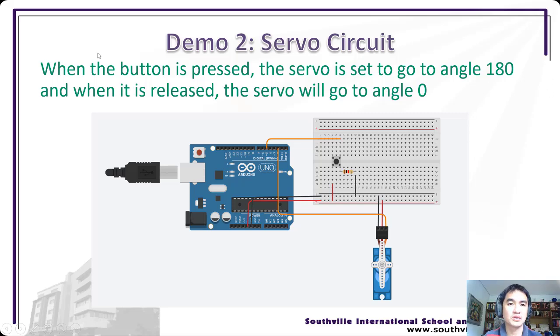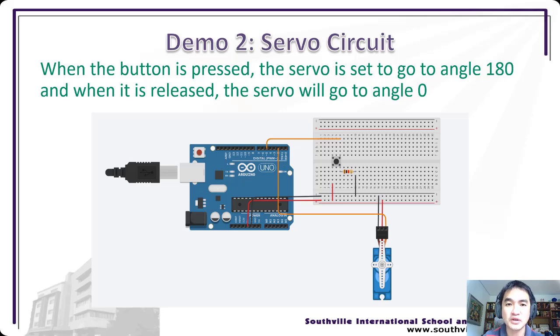Okay, so this is what a servo circuit will look like. Basically, we're just going to be connecting our servo to ground, power, and then we're going to be connecting it to one of the digital pins. In this case, we're going to be using digital pin 2, and that will allow us to control the servo.